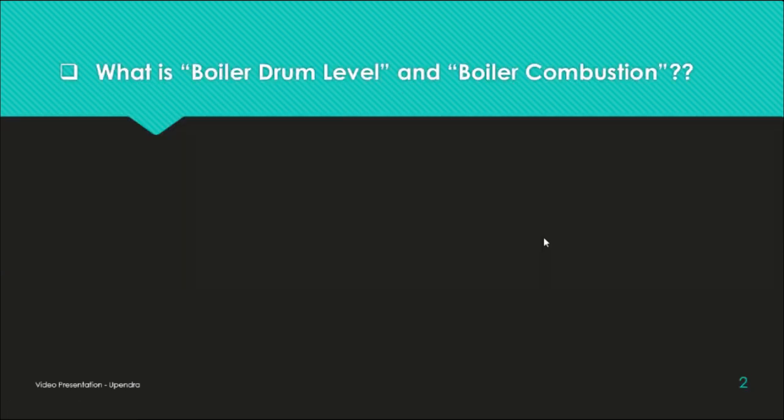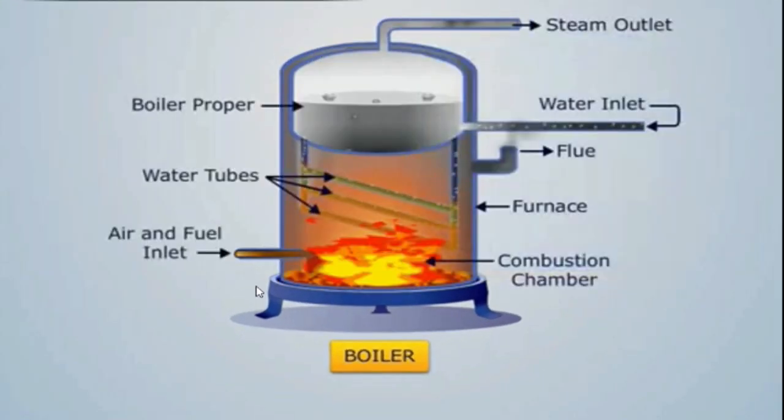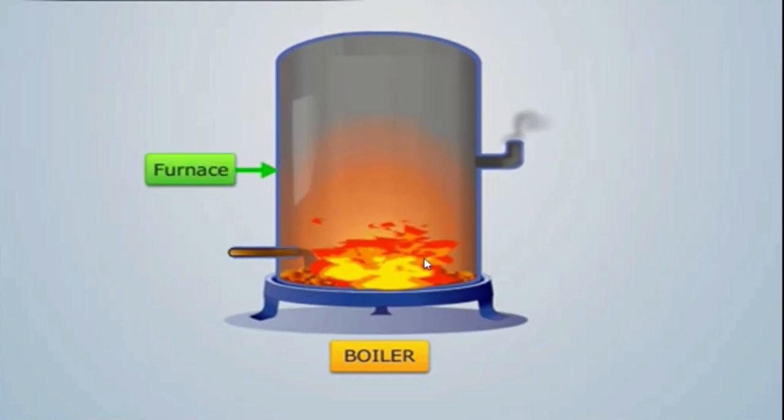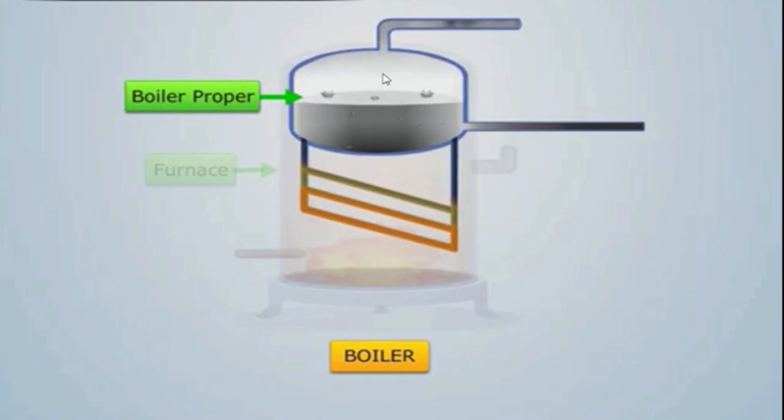These two are combined to form a boiler. Generally, boilers are used in industries to generate steam, which in turn is used to generate power and heat. It consists of two main parts, as I have already told: one is the furnace or boiler combustion, and the second is the boiler drum.